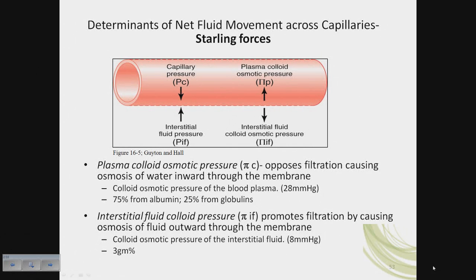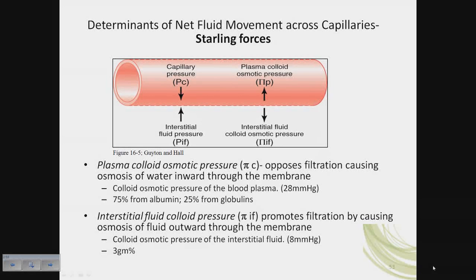Now, there are also proteins in the interstitial space, but the number of proteins in the capillary are greater than the number of proteins in the interstitial space. So the plasma or capillary colloid osmotic pressure has a pressure of 28 millimeters of mercury, and this most certainly favors internal movement of fluid going into the capillary. The interstitial fluid from the proteins in the interstitial space, they are not as abundant, so it's not as strong.